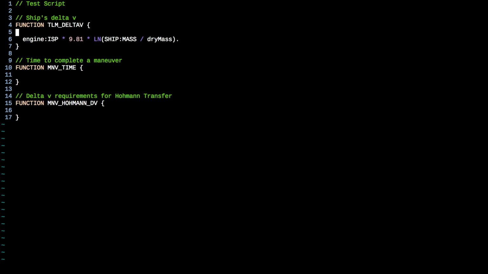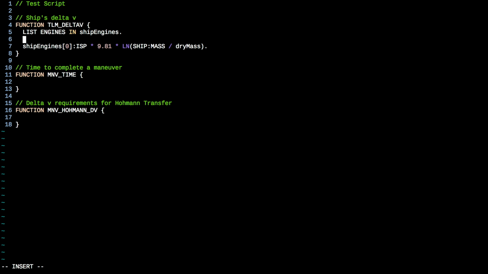So what we're going to do is assume that we're running on a single engine. What we can do is say list engines in ship engines. Then we've got this ship engines variable that holds all of our engines. Instead of saying engine here, we'll say ship engines 0, so we just get the first one in that list and take the ISP of that. Now we need to calculate the dry mass.